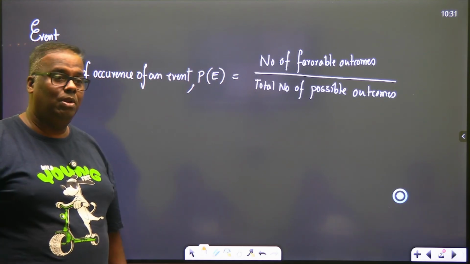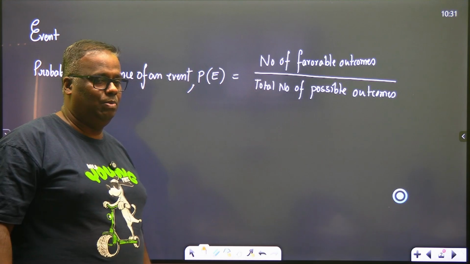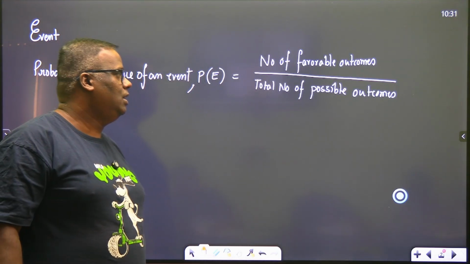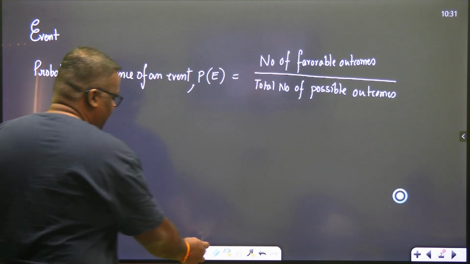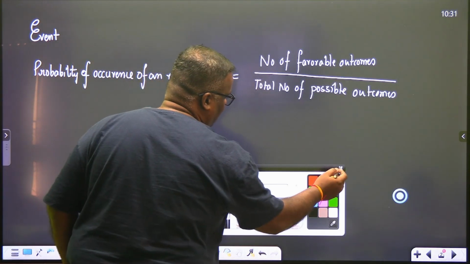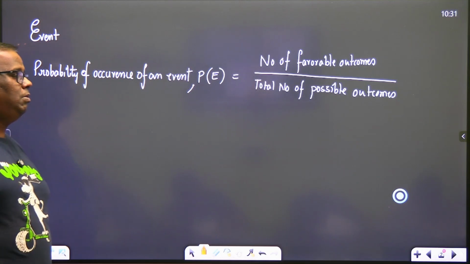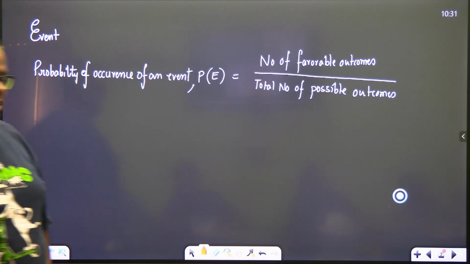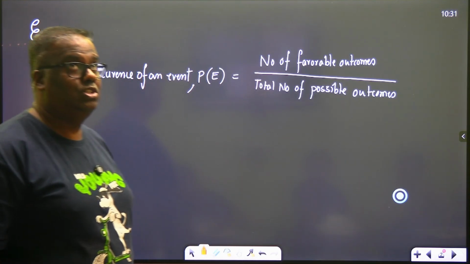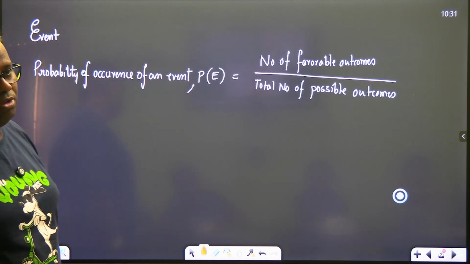Number of favorable outcomes, once you have written, just let me know. Number of favorable outcomes divided by total number of possible outcomes. Okay, have you written this? Once you write this, let me know. Probability of occurrence of an event. We will practice questions where we will get to know what is probability of occurrence of an event.